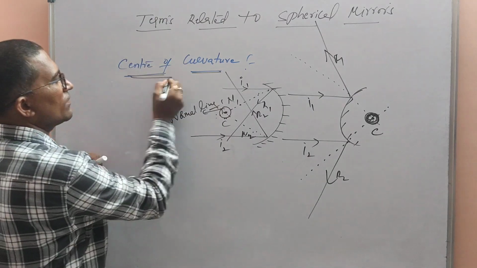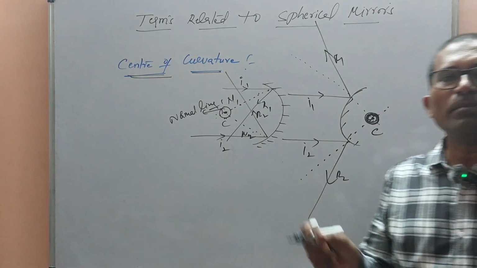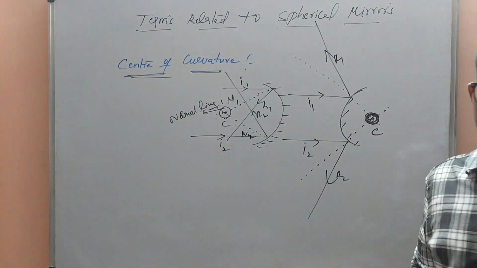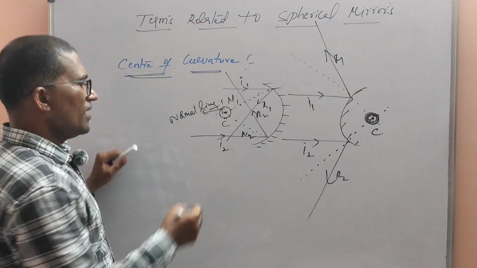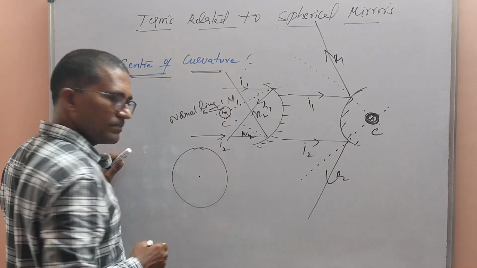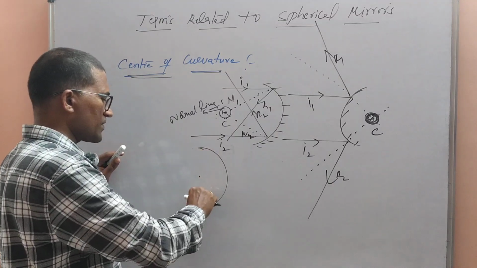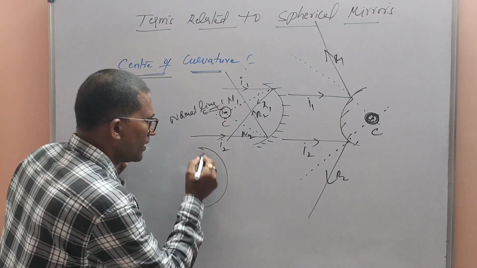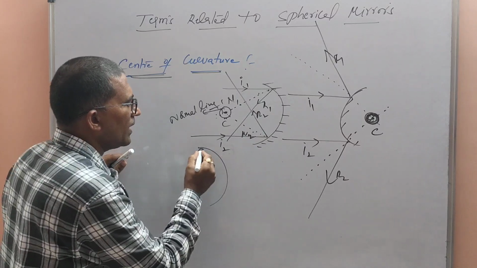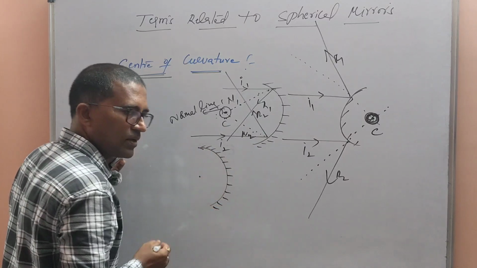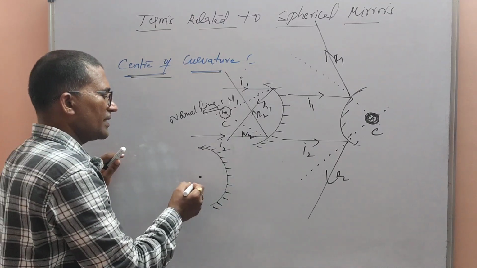I told the definition. What is the center of curvature? The point at which all the normal lines will meet is called the center of curvature. One more definition is, the center of curvature is the center of the sphere of which the reflecting surface is a part. Consider this a sphere. If I cut the sphere into two halves and remove one half, this is the center of the sphere, and now it looks like a concave mirror. The center of curvature is the center of the sphere of which the reflecting surface is a part.